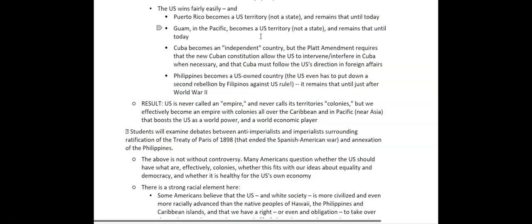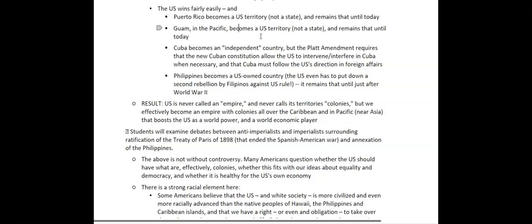Cuba becomes an independent country, quote, but this law that we put into place called the Platt Amendment requires that this independent Cuba allow the U.S. to intervene, that is, interfere in Cuba when we feel it's necessary, and Cuba has to follow the U.S.'s direction in foreign affairs. Well, how independent really is Cuba then? It's an independent country, but it is a client state, a little brother to the United States.